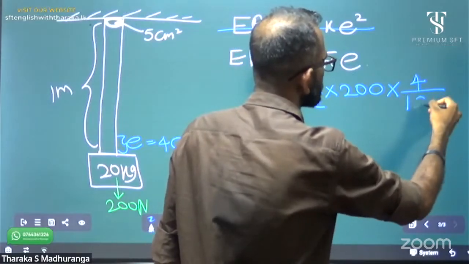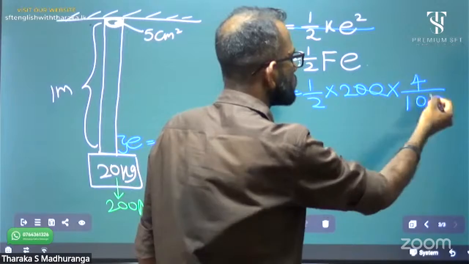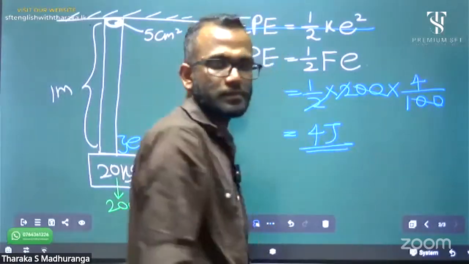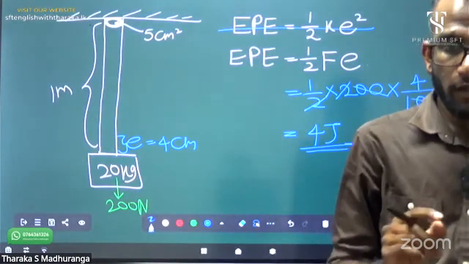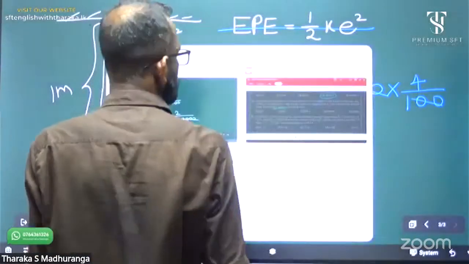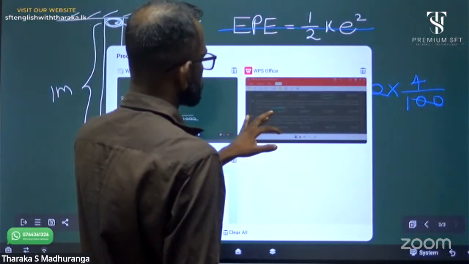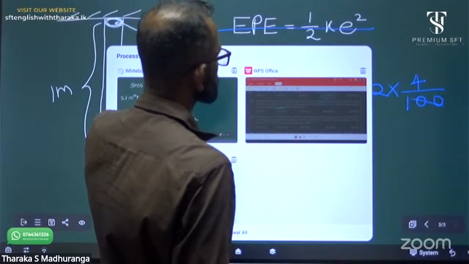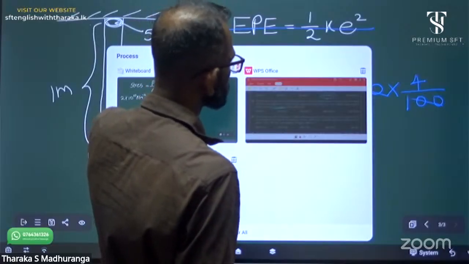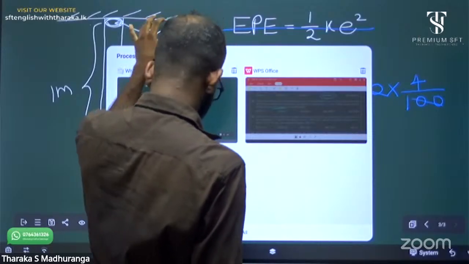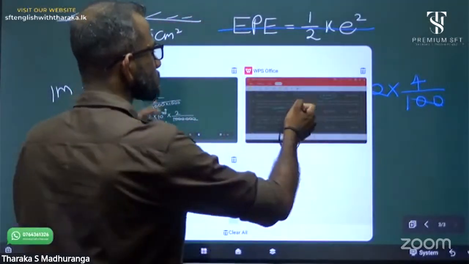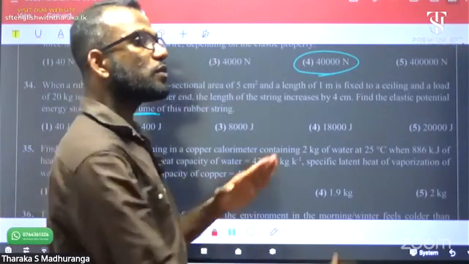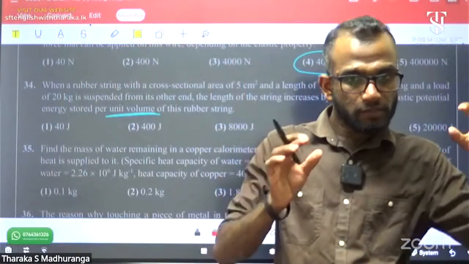Then we can easily calculate: half into force 200, extension 4 centimeters, then I convert into meters by dividing by 100. Then 20 cancels, it's 4 joule. 4 joule is the elastic potential energy, right? That's for the entire rubber string.